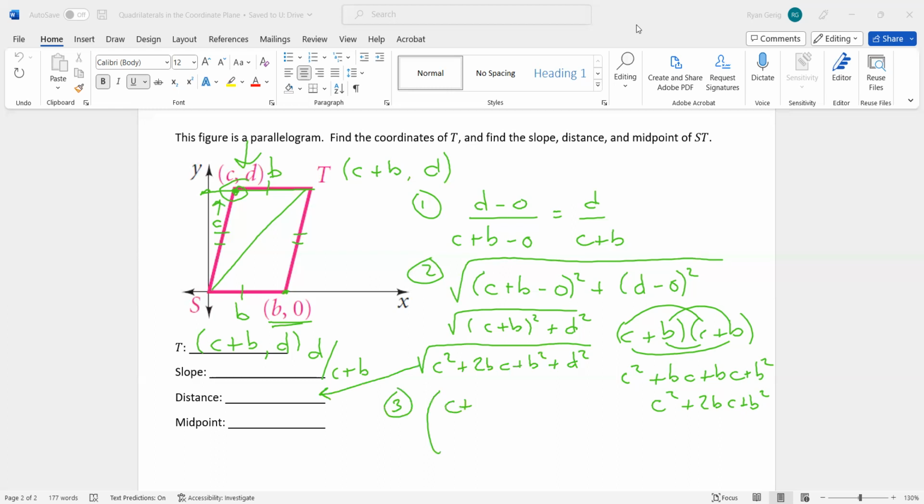All right, midpoint, not as bad here. c plus b plus 0 divided by 2. d plus 0 divided by 2. It's just going to end up being c plus b. I'm just going to put it down here. c plus b divided by 2 and d divided by 2 is the midpoint. Okay.